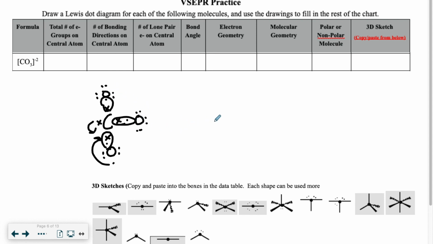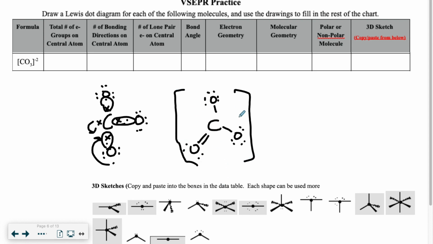So I'm going to redraw this to make it a little bit neater. So I put the double bond going towards the bottom here. So I'll put that there. And then I had single bonds to the other oxygens. The oxygens with the single bonds had 3 lone pairs. And then the oxygen with the double bond had 1 lone pair. And then this whole thing would have a -2 charge.